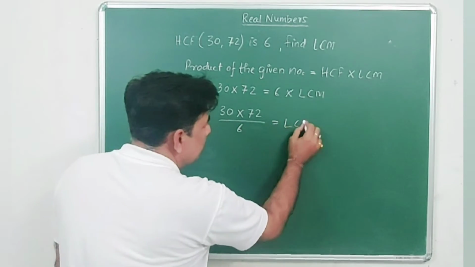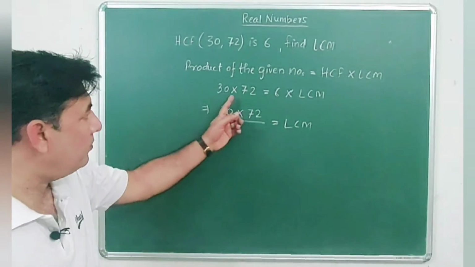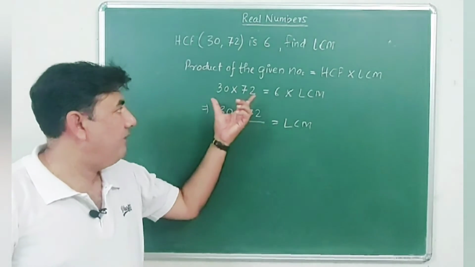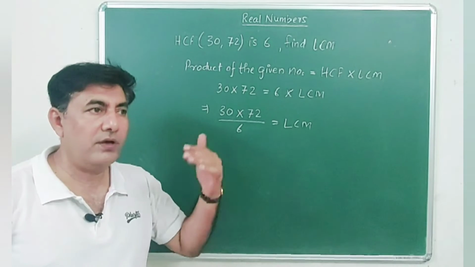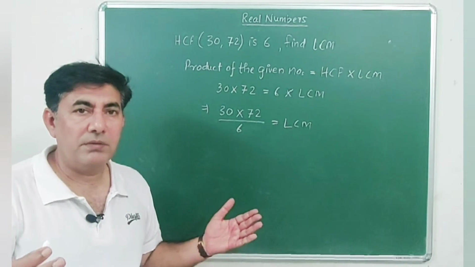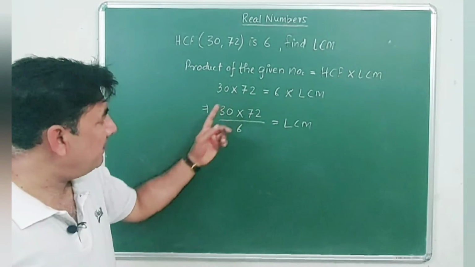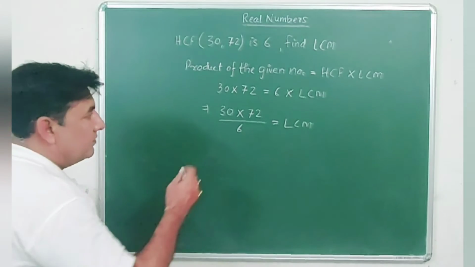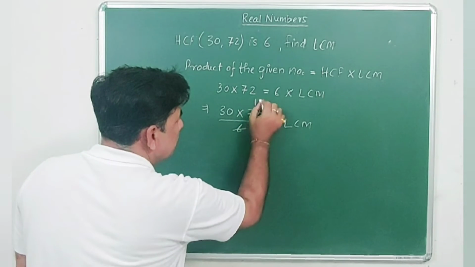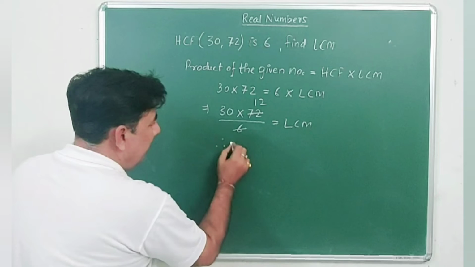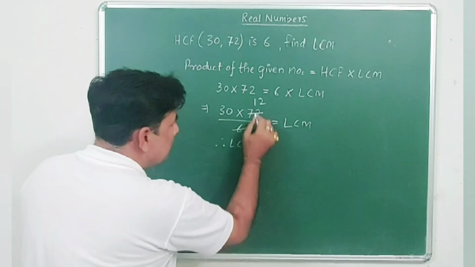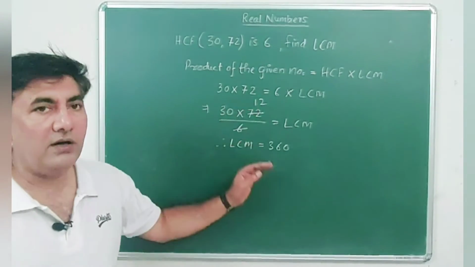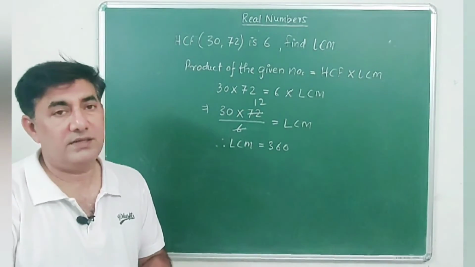Now many of the students will try to multiply this. So please don't do that, because again we have to divide, and if you multiply this, you will make your calculations larger. So don't multiply, leave it as it is, and then divide it by this. So there we are with the answer. LCM is equal to 360. So this is how you have to work out the exercise.